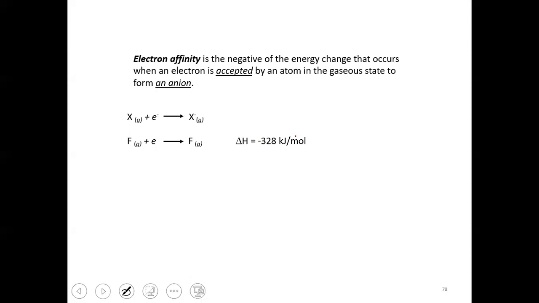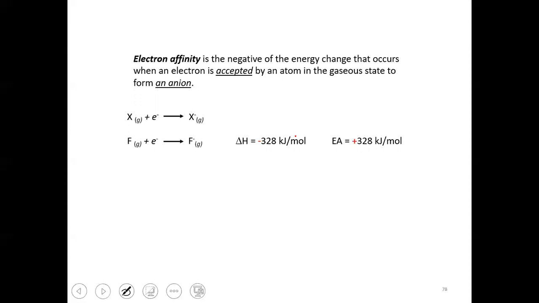Some authors will say that this delta H is the electron affinity. Some authors will say they'd like to take just the absolute value, or actually the negative of this, and say that the electron affinity is 328 kilojoules per mole. In other words, what is the energy involved in making this thing? How stable is this thing? What kind of energy would I have to put in to take this electron away?